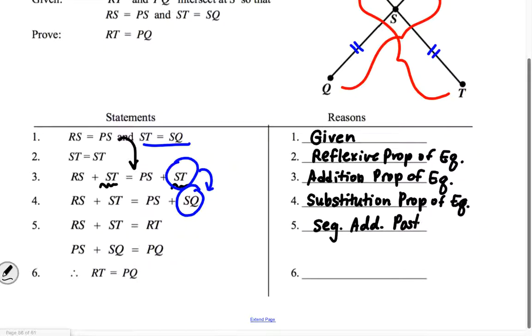I should just let you write something like SAP. Some geometry teachers do that. Segment addition postulate. All right, and then RT is equal to PQ.